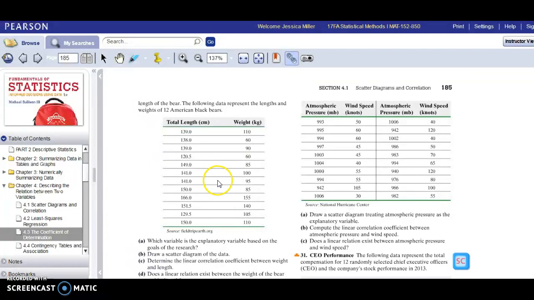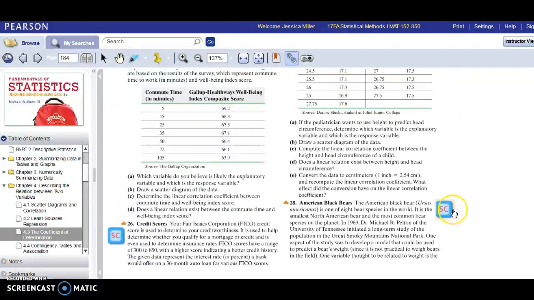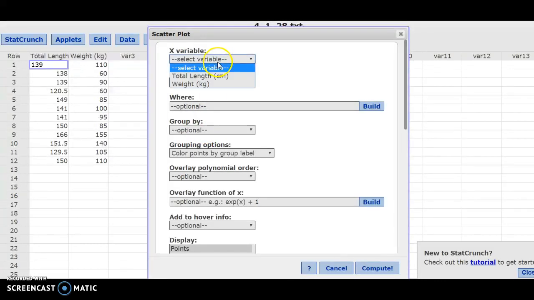In part B, we want to create a scatter diagram, and we want to use StatCrunch to do that and the linear correlation. So let's go back, and you have that StatCrunch icon beside your problem. Let's use our graph option. Choose your length and your weight as your X and your Y. We don't have any groupings in this case.